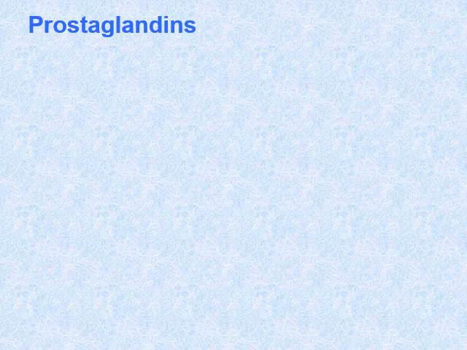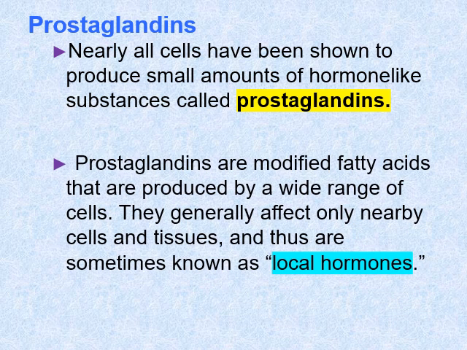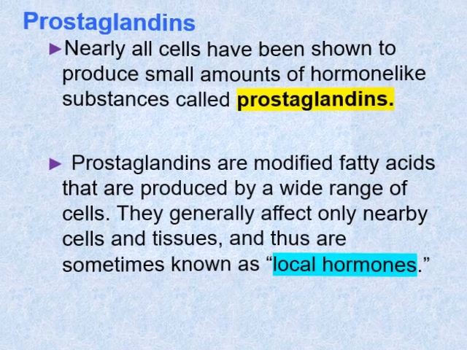Now let's see hormone-like substances called prostaglandins. Nearly all cells have been shown to produce a small amount of hormone-like substance called prostaglandins. Prostaglandins are modified fatty acids that are produced by a wide range of cells in the human body. They generally affect only nearby cells and tissues, and thus are sometimes known as local hormones.